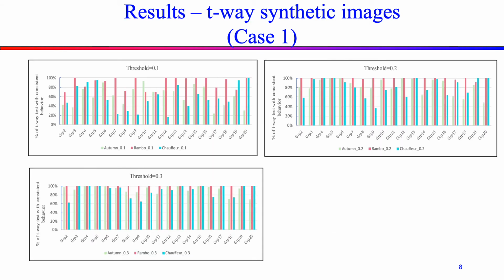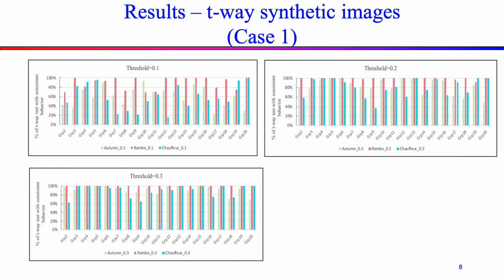Next, we present the results and discussion about the results. First, for case 1, we used 3 thresholds: 0.1, 0.2, and 0.3. Therefore, we're presenting 3 graphs in this slide. The x-axis presents the group number and the y-axis presents the percentage of T-way tests that exhibit consistent behavior. Recall that we generate T-way tests per group, and the total number of T-way tests varies among the groups. Therefore, we present our results as a percentage of T-way tests that exhibit a consistent behavior.